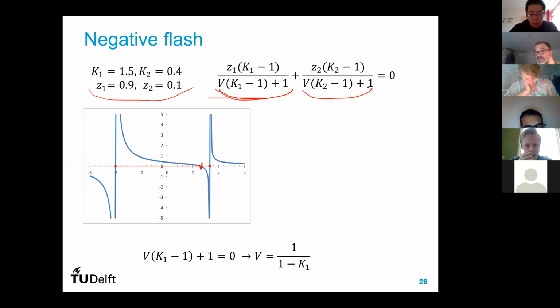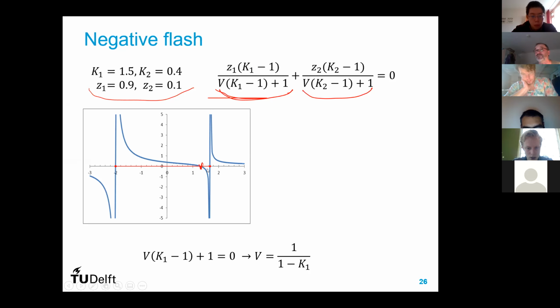equated to 0, and you find where these asymptotes are located in terms of V. So it will be somewhere bigger than 1 and some value that is less than 0 usually. So there are two asymptotes, and if your solution is between these two asymptotes, you will find your negative flash that indicates if you're in the two phase or in the single phase.